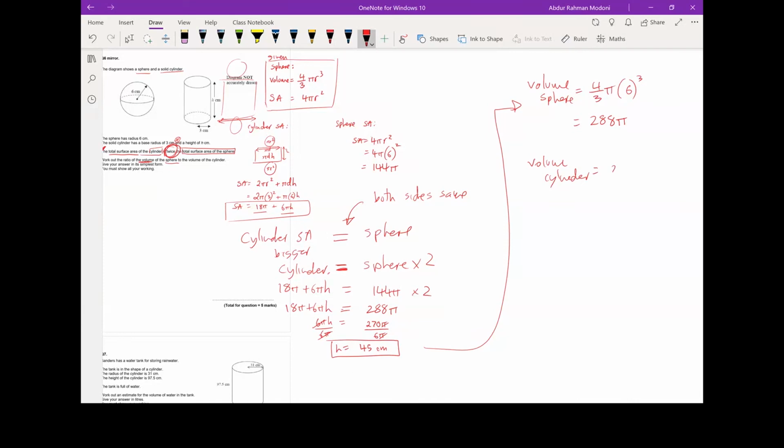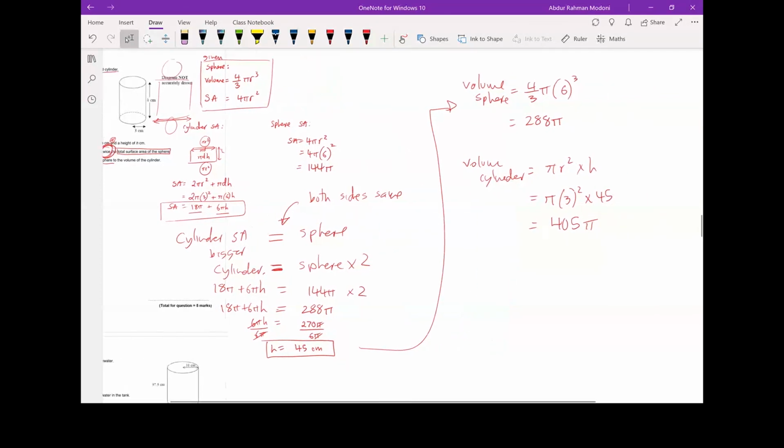The volume of the cylinder is pi r squared times the height. I've worked out my radius is 3, and the height we've just worked out is 45 from earlier. So that gives me 405 pi. I need to write them as a ratio because it says work out the ratio of the volume of the sphere. So sphere first, 288 pi to 405 pi.